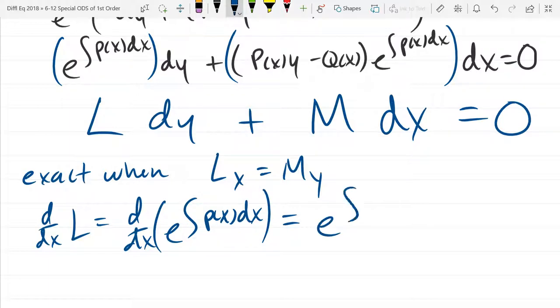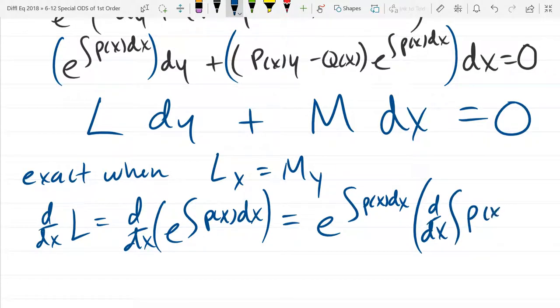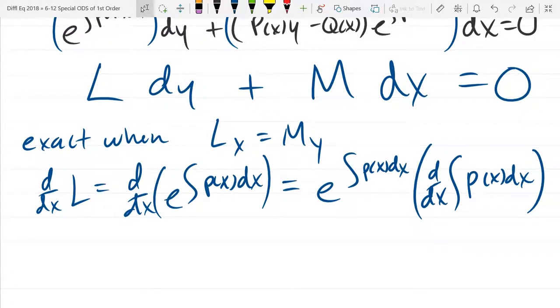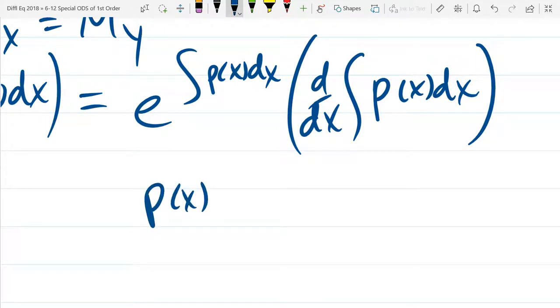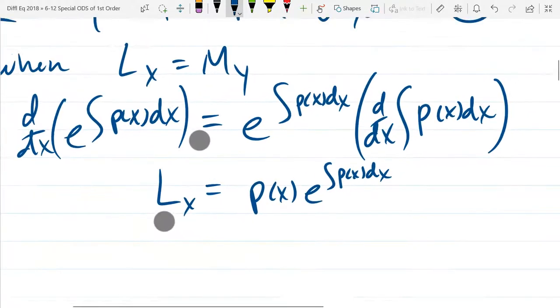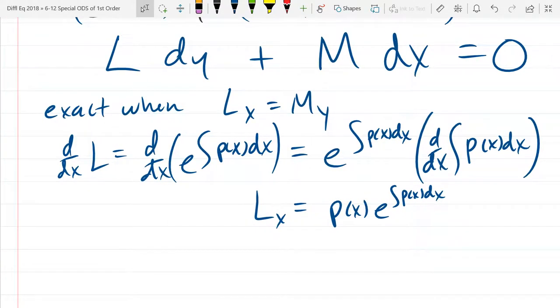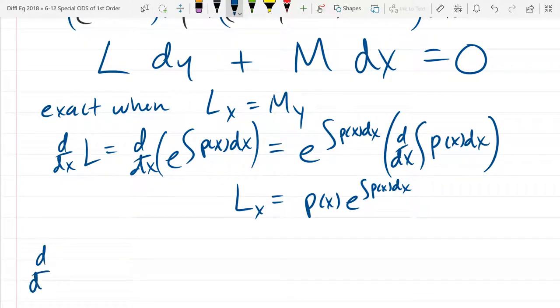So we got e to the same thing, integral p(x) dx, times the x derivative of the integral p of x dx. So any questions on that chain rule right there? It really should be very similar to every other chain rule you did. Now, what is this derivative? Derivative of the integral of p of x dx. P of x dx. So derivative cancels out the antiderivative. So I'll write it as p(x) in the front, e to the integral p(x) dx, and this is L_x. So that was half of the work we have to do. Now we're going to compute M_y, which is d over dy of M.